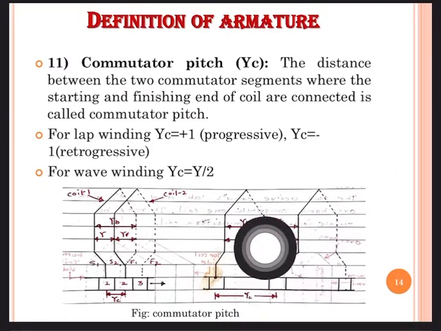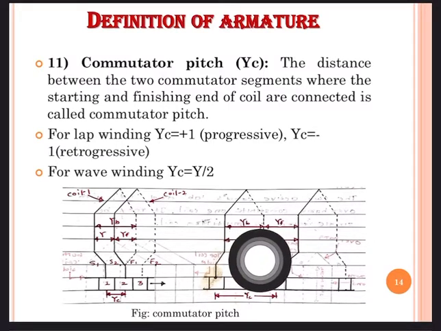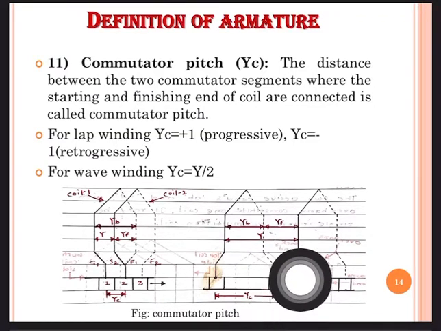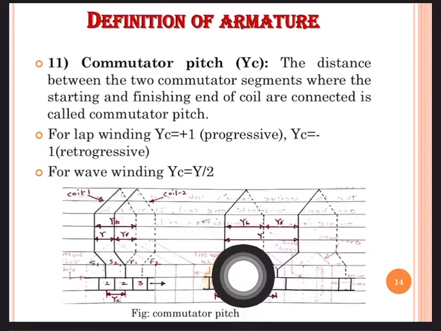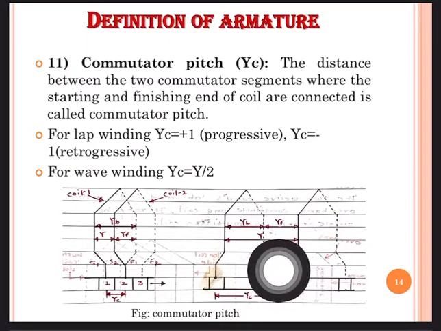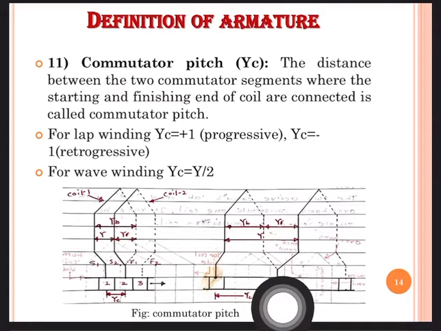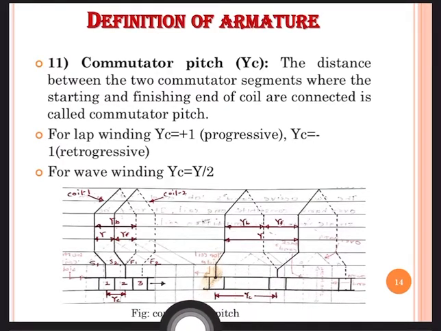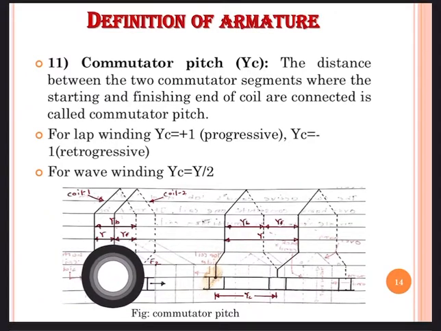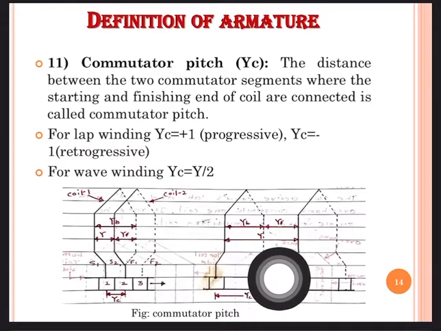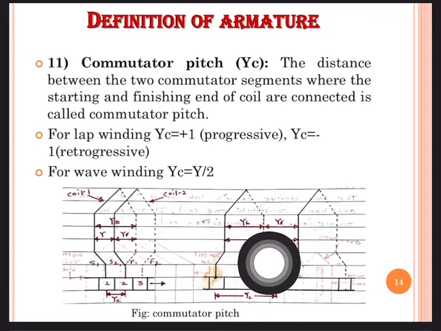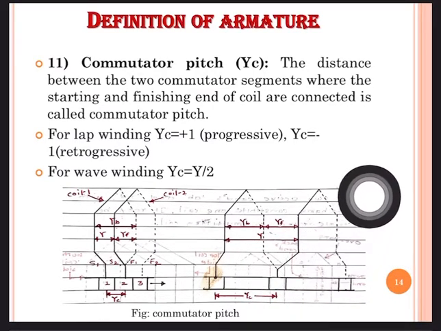Same for the wave winding. So this is the YB, this is the front pitch YF, because they are connected on the same commutator segment. And this is Y, winding pitch, resultant pitch, and this is the commutator pitch YC, because it is the distance between two starting coil commutators. Same here, distance between two starting conductor commutators. Here Y is given by YB minus YF for lap winding, and for wave winding Y is given by YB plus YF. So this is the main difference between them.